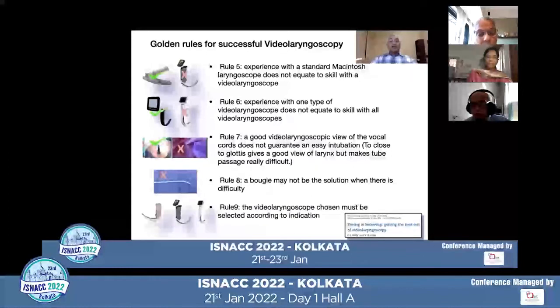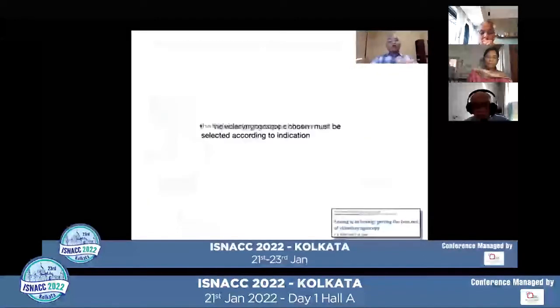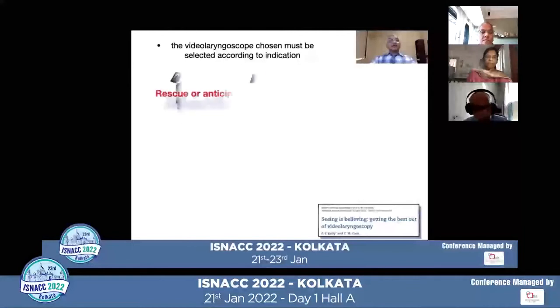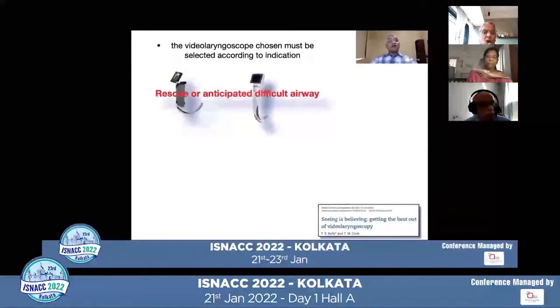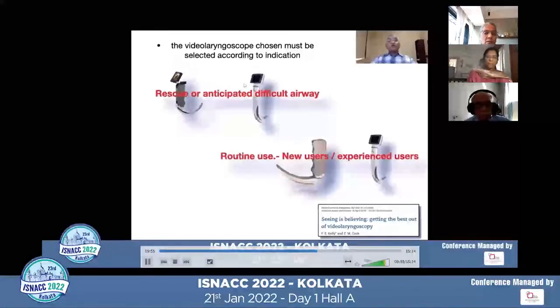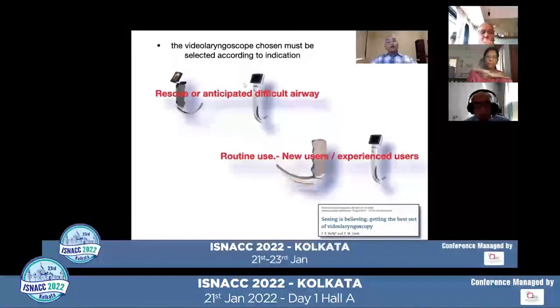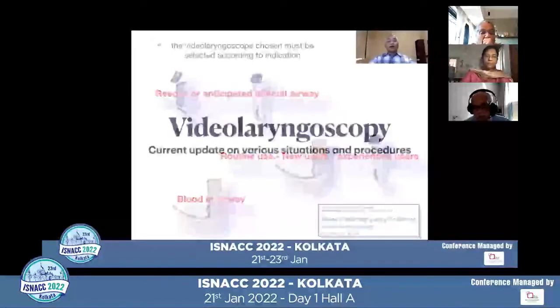The video laryngoscope chosen must be selected according to the indications and according to these 3 clinical situations: rescue or anticipated difficult airway, where hyperangulated or anatomically shaped channel video laryngoscopes will work better. For routine users, the Macintosh type of device really works well and easily. But after a little experience, you can easily use an anatomically shaped device. But if there is blood in the airway, the only device which works is a Macintosh type of device.